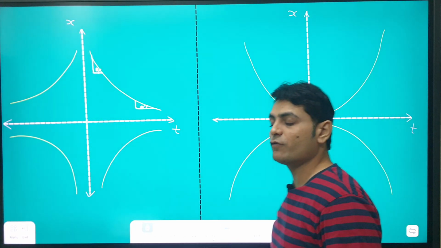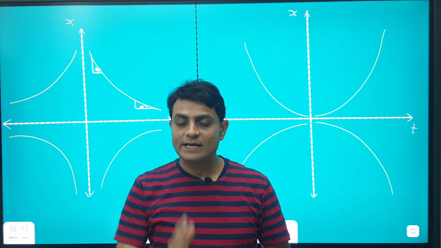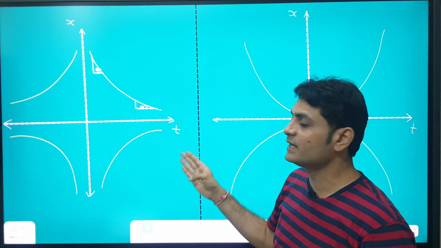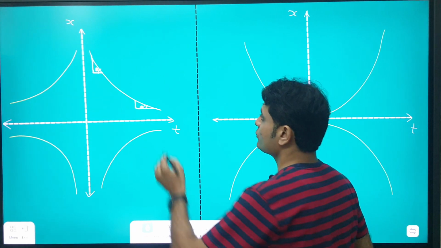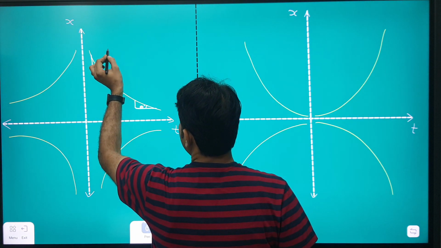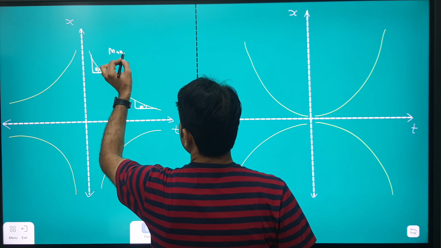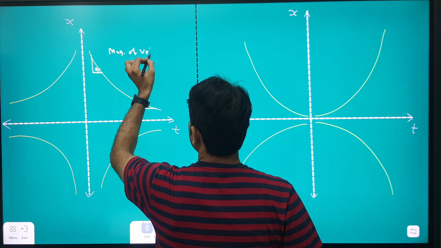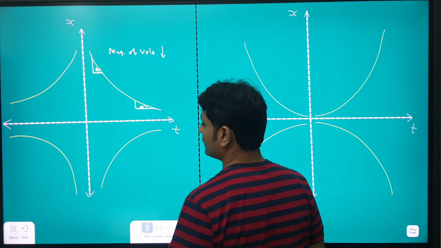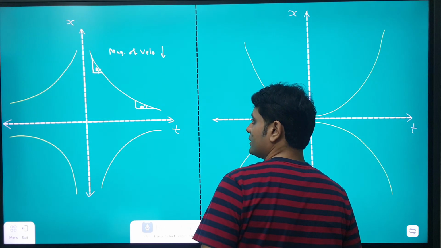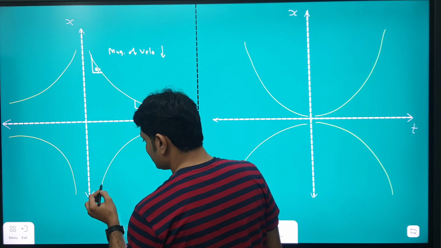Tan theta gives information about slope, and that slope for an x versus t graph is nothing but velocity. So therefore, in this case, the magnitude of velocity is decreasing. Now let's see this case. Here the slope is like this.